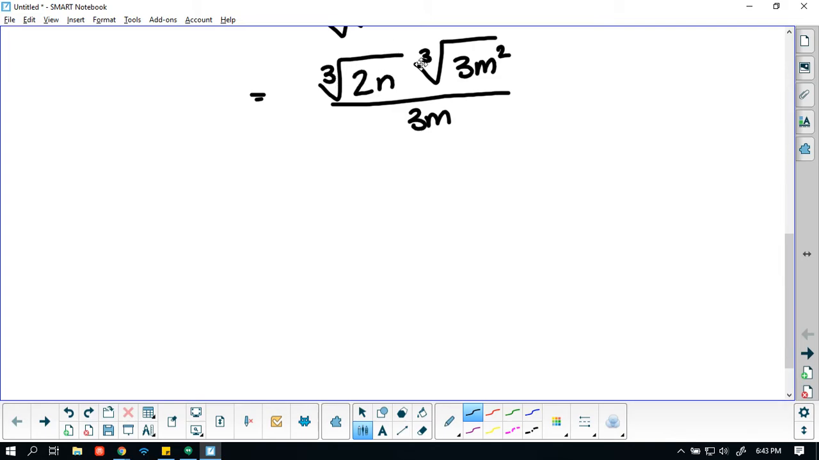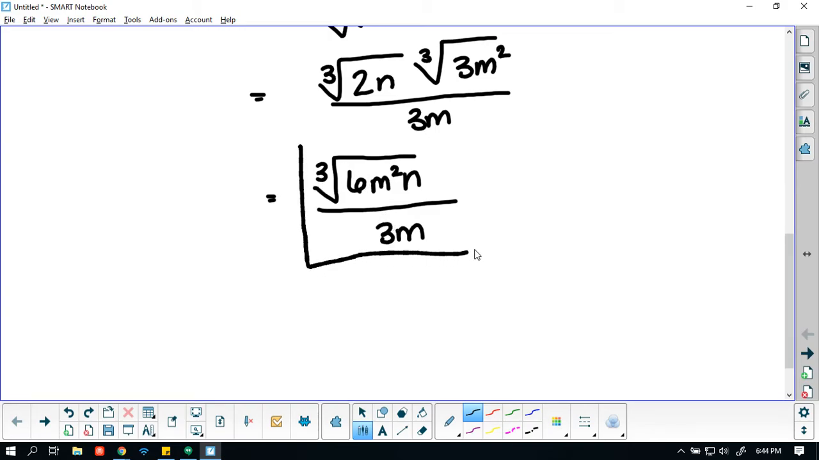And looking at this, I have the same index value, the index value of 3, which now means I can multiply the values within the radical. So 2 times 3 is 6. I'm going to go in alphabetical order, m squared, then n, divided by 3m. Because this is in the radical, I cannot divide out that 6. This would be my final answer. I have rationalized the denominator for this one.